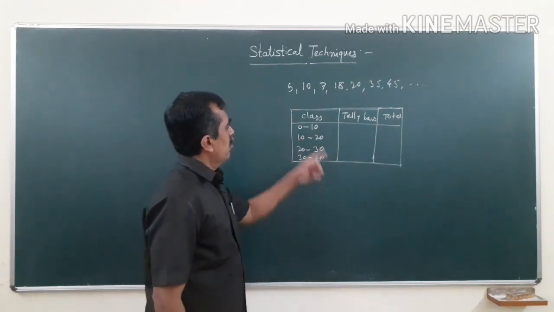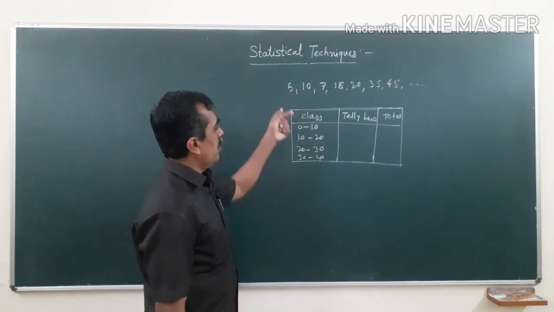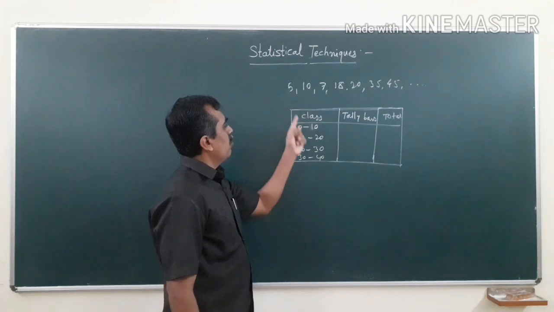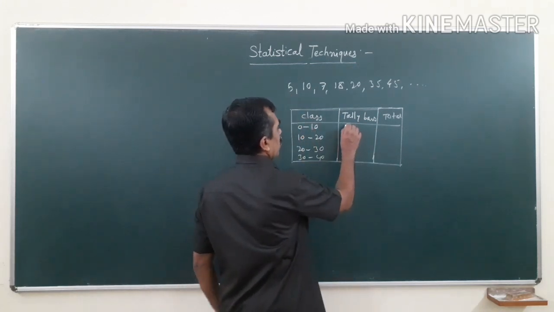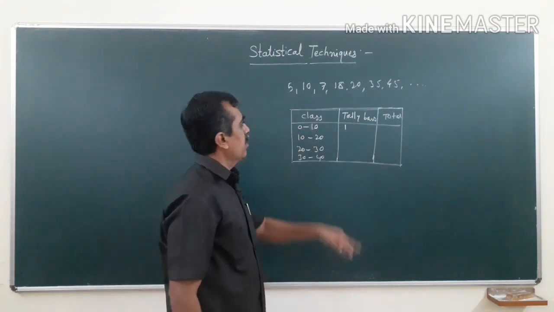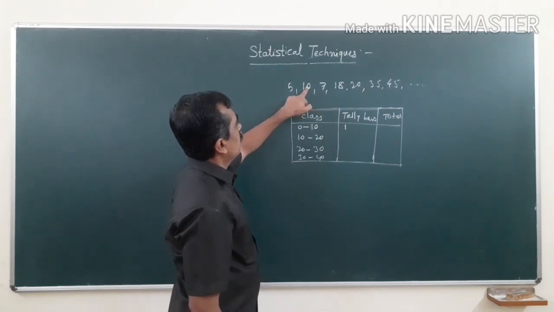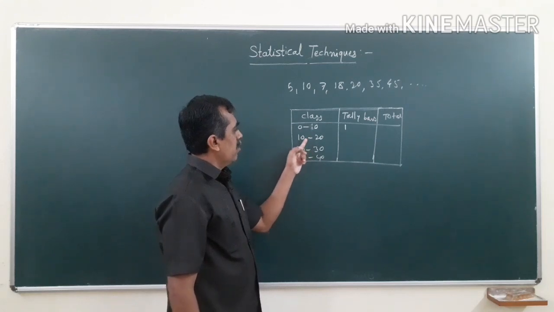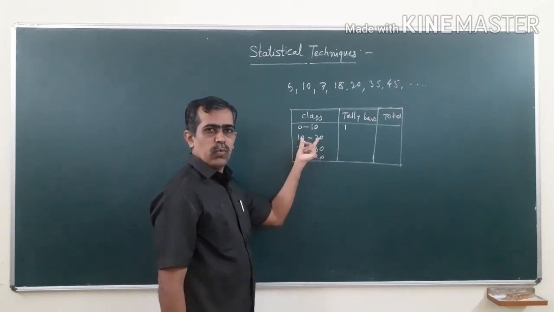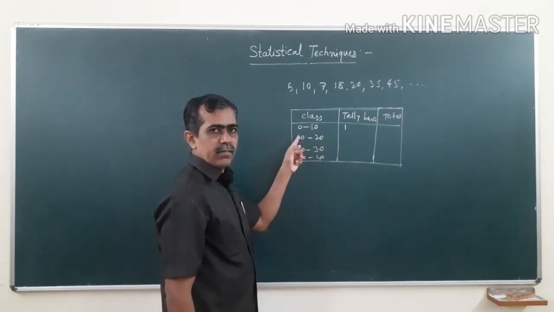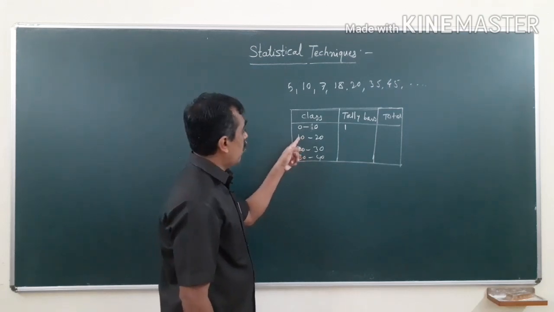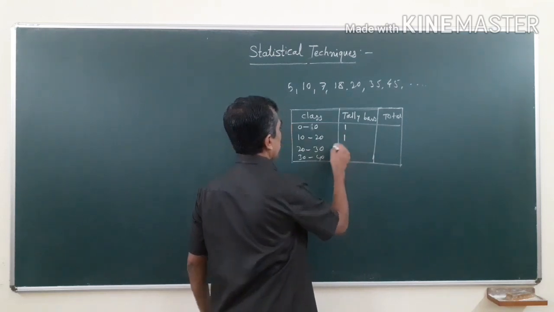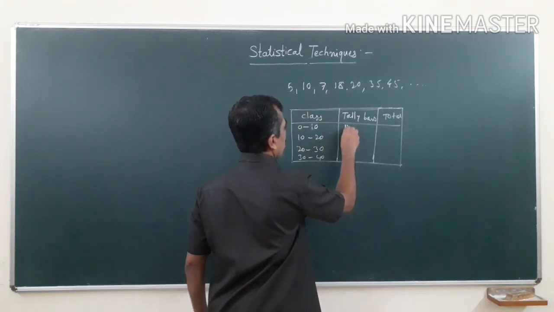Do you remember this? We will see the first number 5, then check the group to which 5 belongs. So 5 lies between 0 and 10, so we will have one tally bar here. Then take another number 10. 10 belongs to both of these, but we will consider 10 in that class where 10 is the lower limit. This is called the lower limit, this is called the upper limit. I will tell you very soon. So we will take it here, then 7 we will add here.